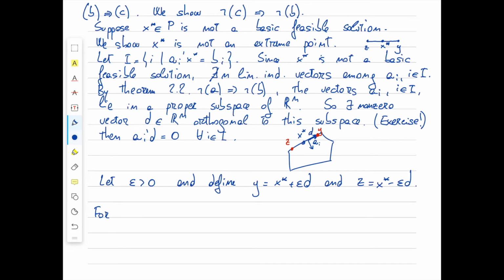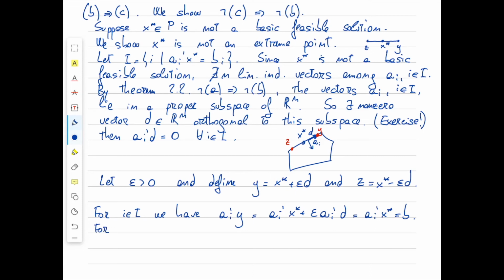So for i in capital I, we have A_i transpose y. This is equal to A_i transpose x star plus epsilon A_i transpose d, where we just replaced y with its definition. And then due to the orthogonality between A_i and d, this is equal to A_i transpose x star, which is equal to b_i from the definition of capital I.